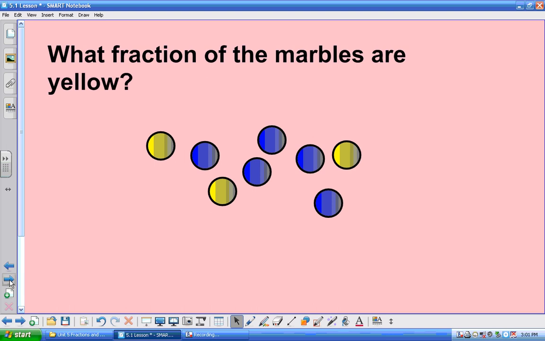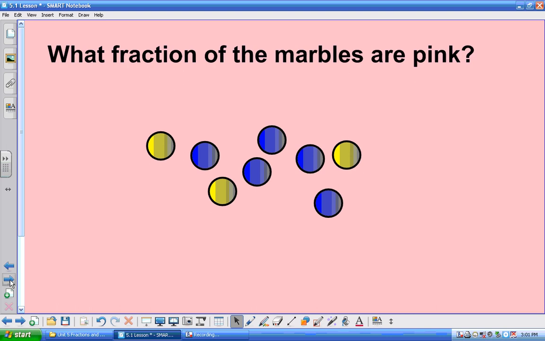What fraction of the marbles are yellow, Brooke? Good answer, but it's not the one we're looking for. 3 over 8. So the ones which are yellow, there are 3 out of 8, or 3/8 of them are yellow. All right, so work with me, okay?